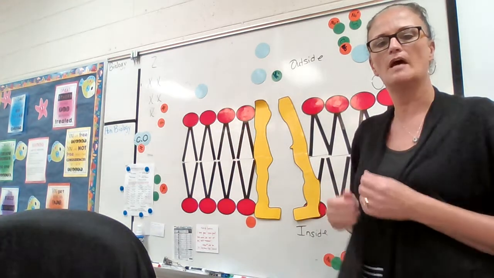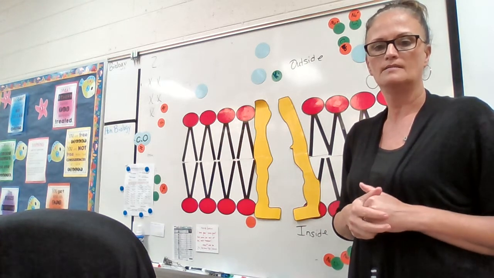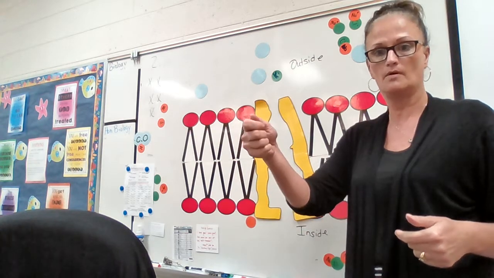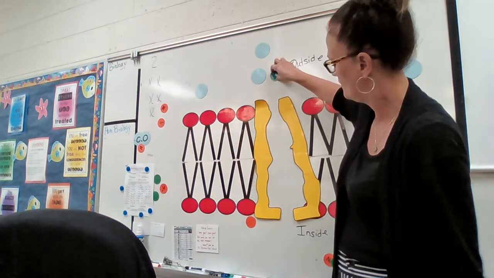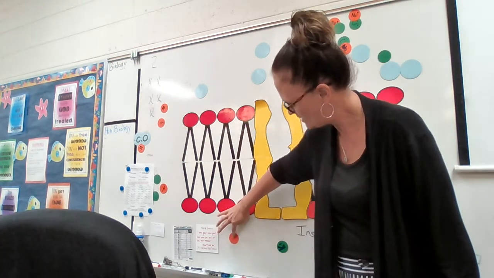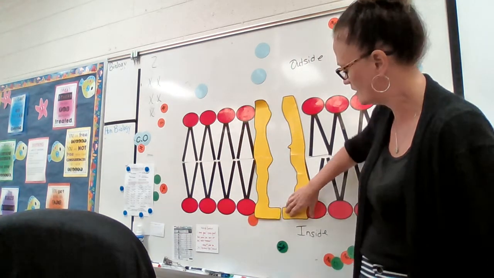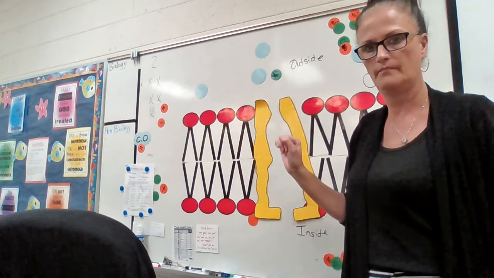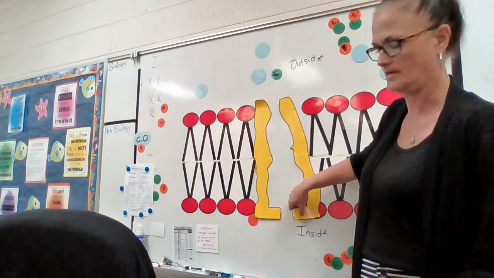Think of a gate on someone's property. Some people have a remote control, so when they pull up, they hit the remote control and it opens their gate. That's what a gated channel does. This particular molecule has to come and attach. It's like the remote control. It has to attach to open up the gate and allow the molecule to come through. And again, it's specific because proteins are specific.